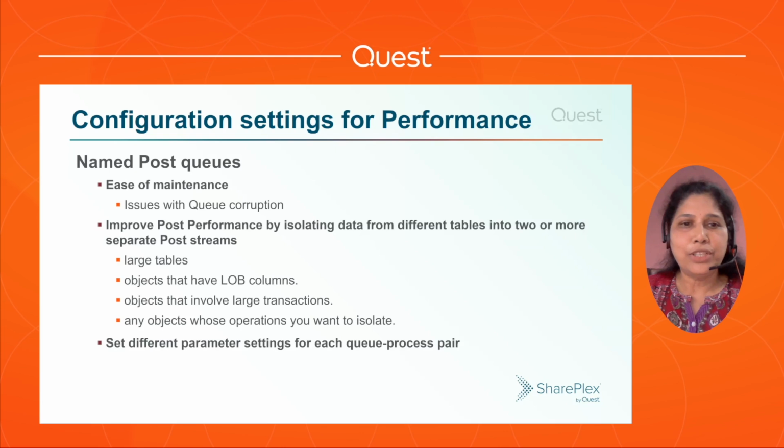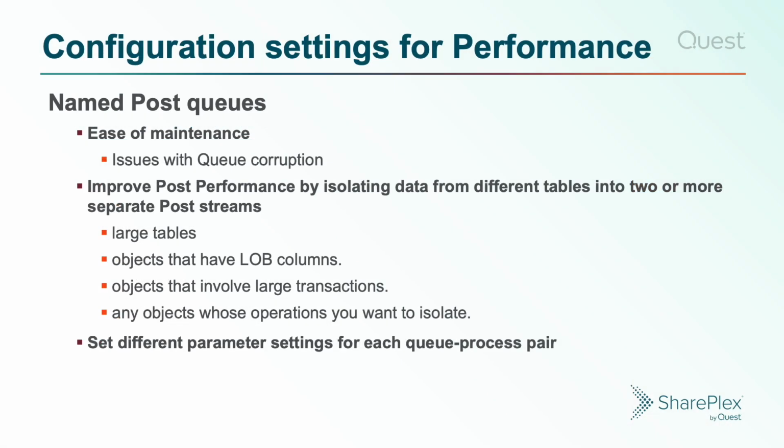Now, there are objects which involve large transactions, or there could be objects which are involved in a lot of OLTP transactions. So having these separated definitely helps. Now, you know your application, and you know which objects you want to isolate and put in a separate queue. If you have any such thing, yeah, you can have named post queues.